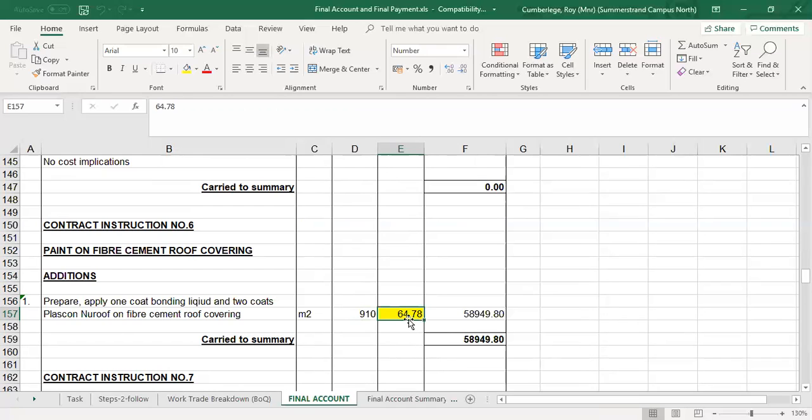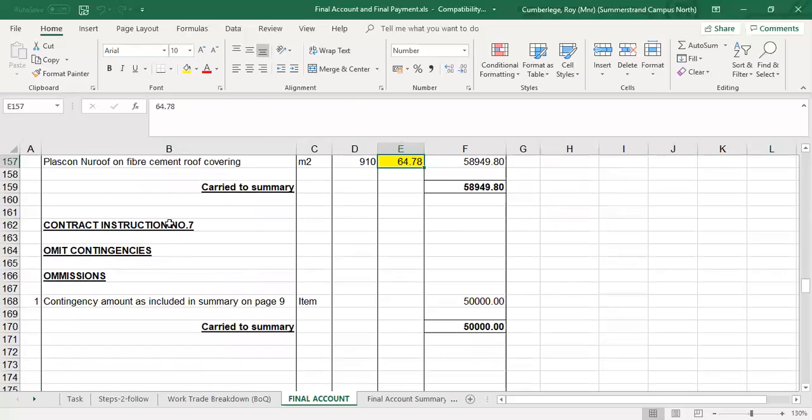And this rate per square meter, the new rate, you need, as part of the addendum to the final account, to have evidence. How did you get to that? It's a normal breakdown of material, labor, plant, overheads, and profit to get to this 64 Rand and 78 Rand. So that is now supplied by the contractor.